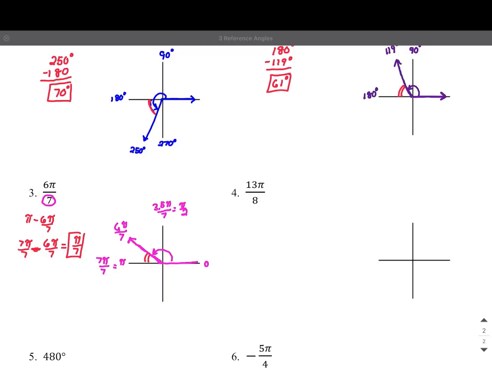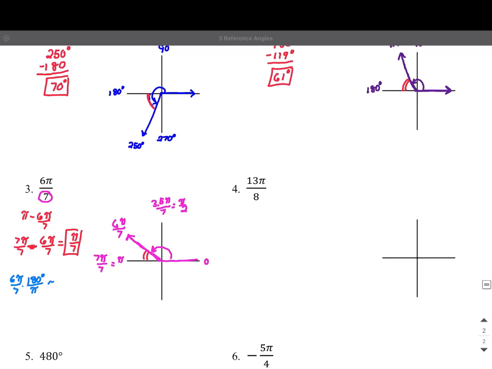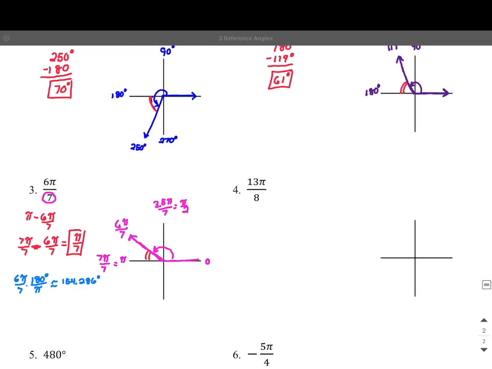Now, some of you are saying, oh, no way am I doing it that way. Okay, so your other option is you take 6 pi over 7 times 180 degrees over pi. Your pi's will cancel out, and you're going to get a decimal. It's approximately 154.286 degrees, which you can see is in the second quadrant because it's between 90 degrees and 180 degrees.